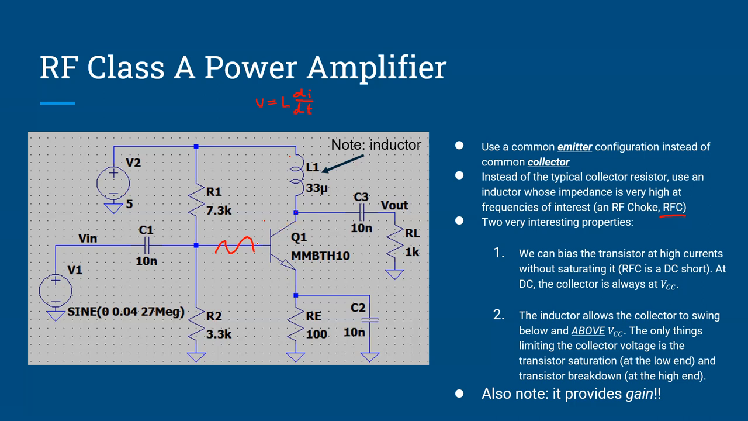Also, unlike the common collector amplifier we had before, this one provides voltage gain, which can be pretty useful. That means we can input a small power signal instead of a large signal, and we could still get a high power signal on the output. And by high power, I mean high voltage and current at the same time. So any questions there?